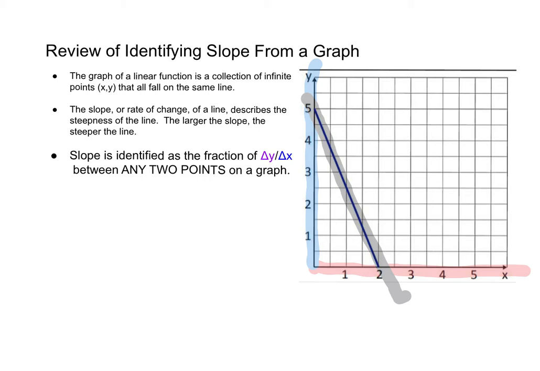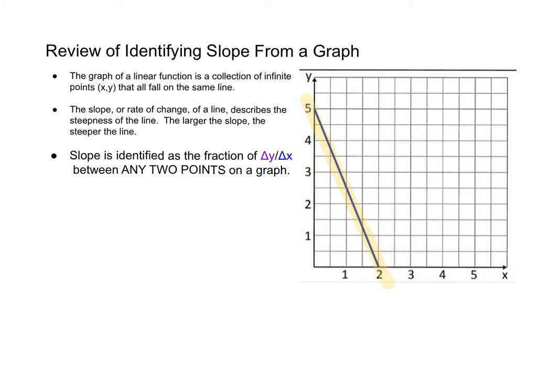When we talk about the slope of a graph, we are talking exclusively about the individual graphed function and the steepness of that line. We are talking about the rate at which that line is changing. The larger our slope, the steeper our line, because the larger our slope, the faster our points are changing.